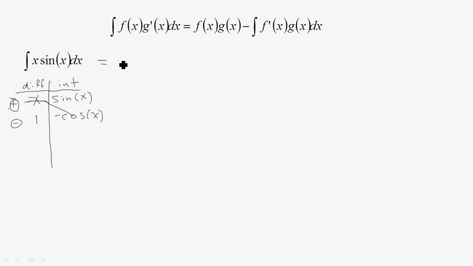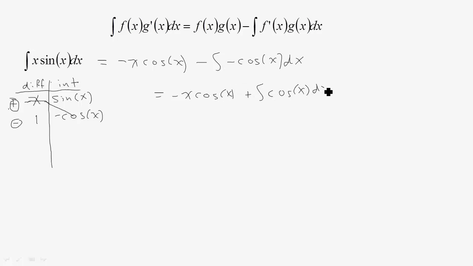Okay, so we end up getting here negative x cosine x, and then minus the integral of minus cosine x dx. Okay, so we get minus x cosine x. If I pull that negative through, I get plus the integral of cosine x dx, but the integral of cosine x dx is sine x plus a constant.